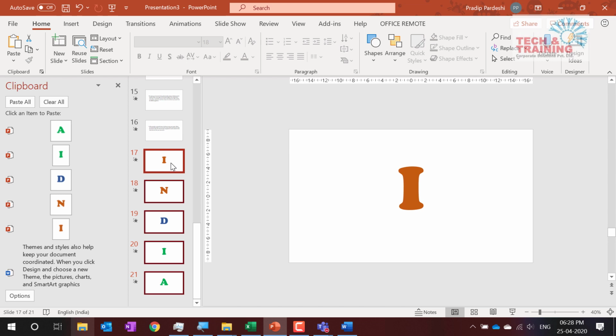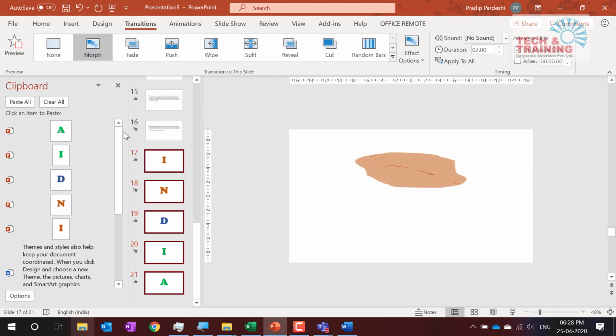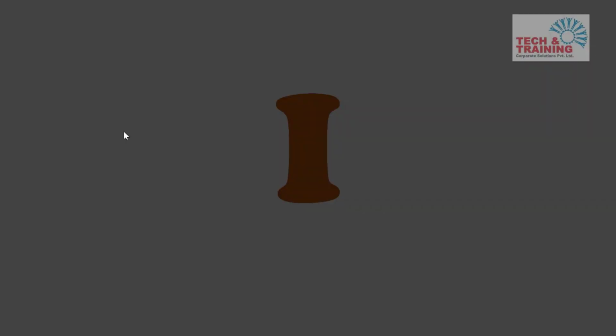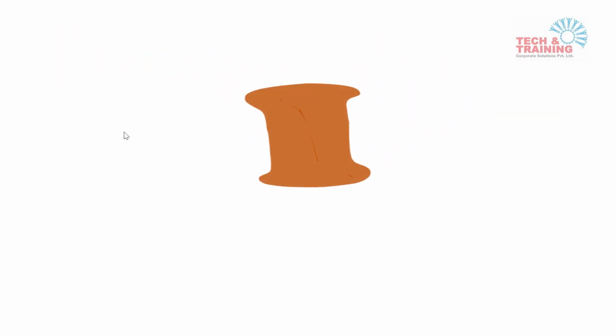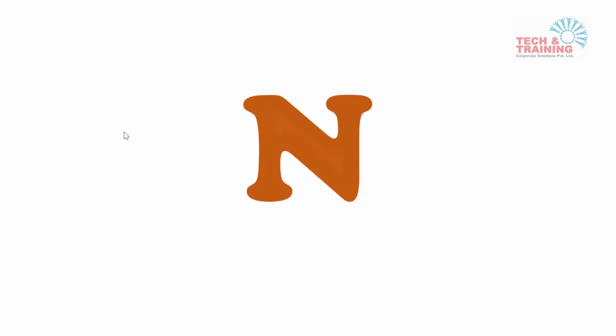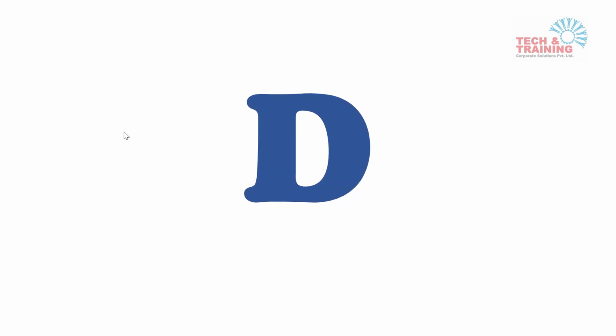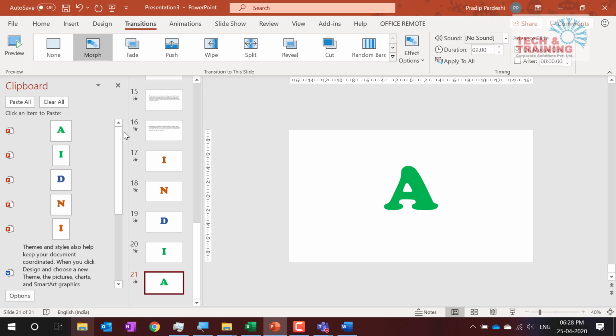What I'm going to do now, I select the entire thing, go to transition, morph transition. Now see the effect. So this is the text. This is how it looks. I, N, D, I, A. Beautiful. So this is how you can use the morph transition, friends.